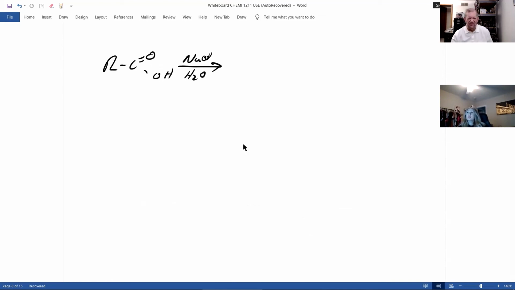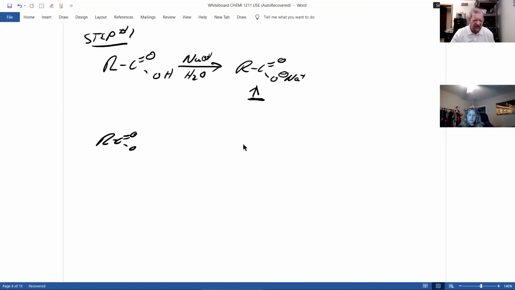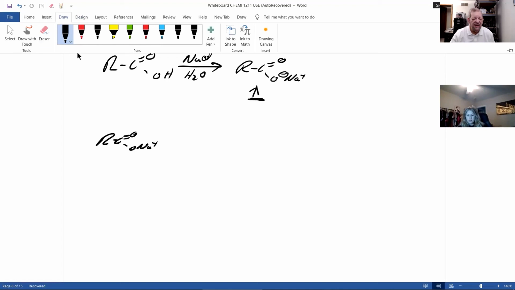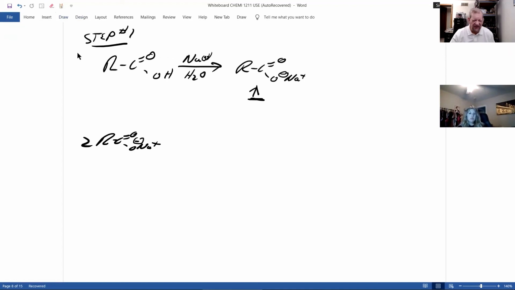Now, if you take a carboxylic acid and react it with a base, you'll form the carboxylate anion. Now, this is step one. And when it's all reacted, you'll have phenolphthalein in there and it will turn pink. And that means you've made this. Once you've made that, you'll take it and do an ion exchange reaction where you react it with magnesium sulfate.